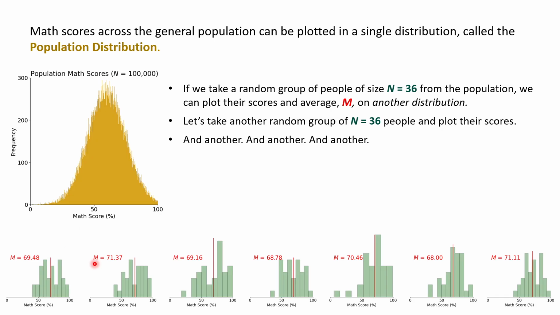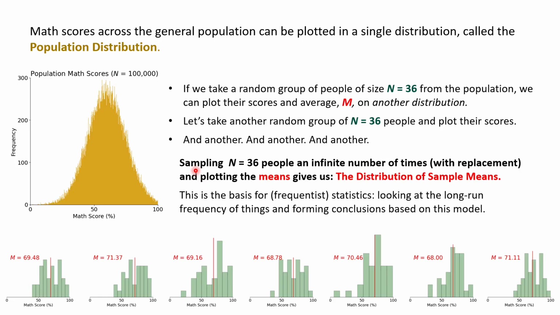Now, the rationale behind this is that, as we mentioned before, things tend to become normal over time, and the same is the case in particular for sampling means. Sampling 36 people an infinite number of times with replacement, right? So you replace them again and again, and we plot the means on each random sample of 36 people with replacement from the population. The plot of means gives us, unsurprisingly, the distribution of sample means.